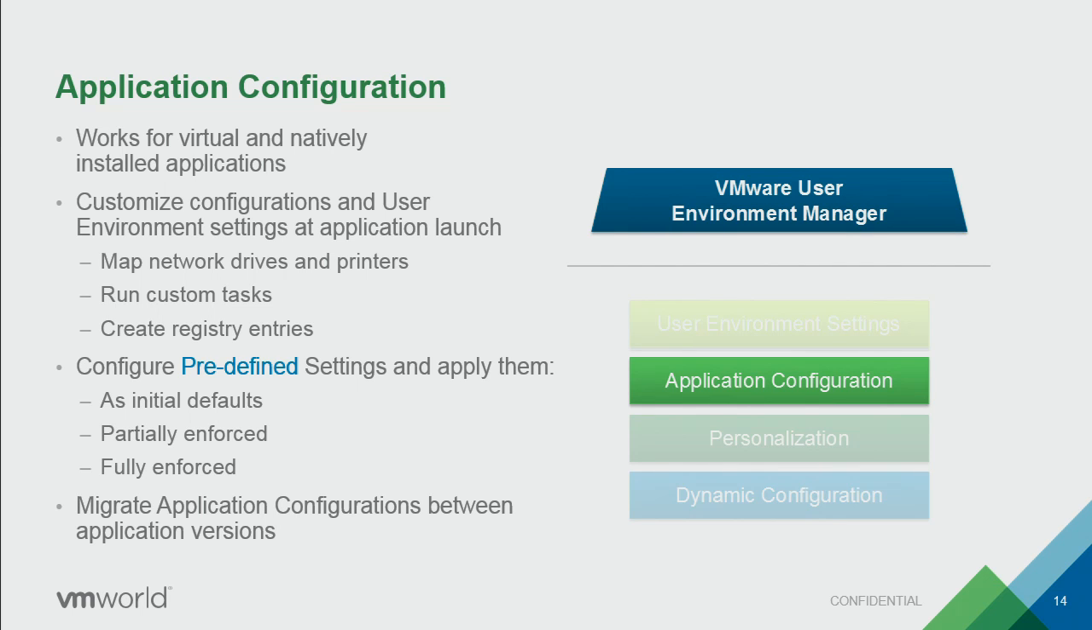And then also, as mentioned earlier about migrations, this works across multiple versions of an application. So you can go from Adobe 6 to Adobe 7, Adobe 7 to Adobe 8, or Adobe 6 to 8. Those settings will migrate across those applications seamlessly. You don't have to reconfigure things. You don't have to change stuff around. User Environment Manager will work completely across those versions as well.